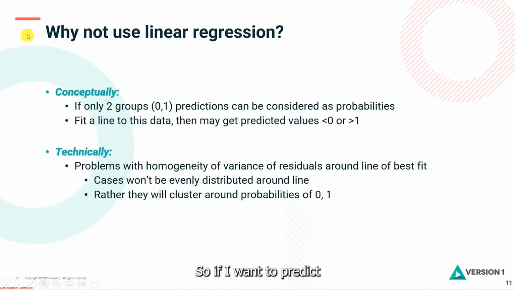So if I want to predict whether or not my customers take up a news channel subscription, why not use linear regression? Well, conceptually, if we're trying to predict two groups, they either did or did not take up the subscription, then the predictions can be considered as probabilities. If we try and fit a line to this data, then we may get predicted values less than 0 or greater than 1. Technically, we'll have problems with homogeneity of variance of residuals around the line of best fit. The cases won't be evenly distributed around the line. Rather, they will cluster around probabilities of 0 and 1.